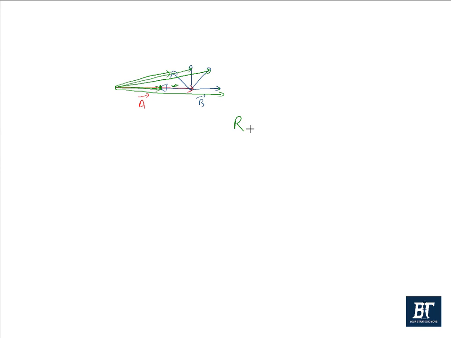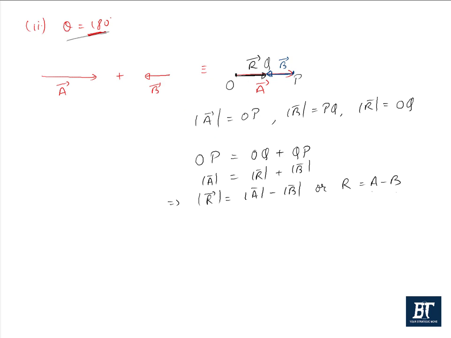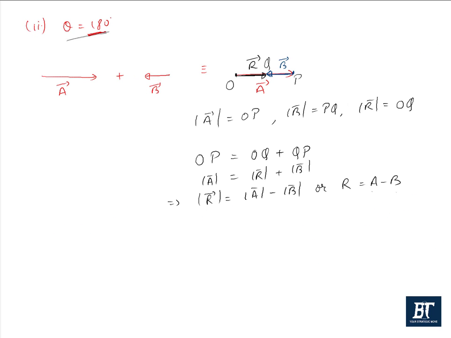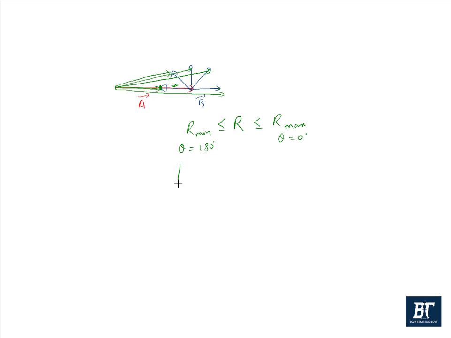So we can say that the value of resultant will be greater than or equal to its minimum value, or it will be less than or equal to its maximum value, and we will get minimum value of magnitude of resultant when theta is equal to 180 degrees, and we will get the maximum value of magnitude of the resultant when theta is equal to 0 degrees.